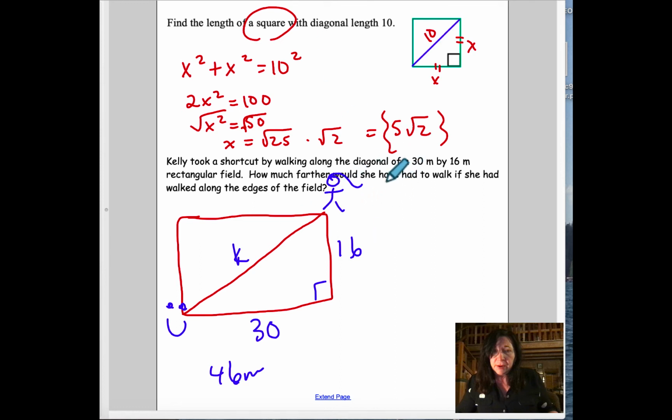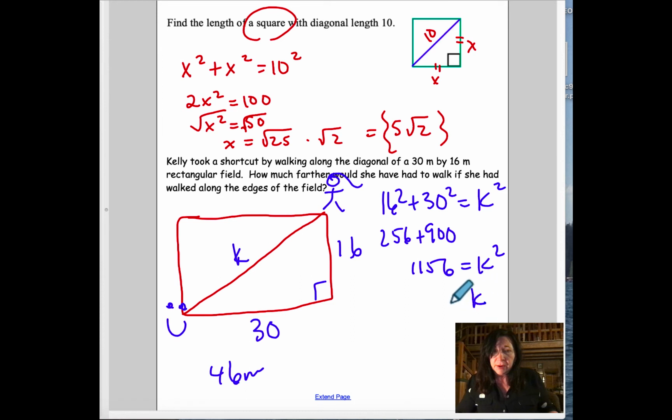So let's see, let's try to find out what that diagonal shortcut is. So we're going to go 16 squared plus 30 squared is equal to k squared. 16 squared, 256, right? 256 plus 30 squared is 900. So I'm going to use my calculator. 900 plus 256, I get 1156. 1156 equals k squared. So that means k, Kelly, we're going to take the square root of both sides, right? And the square root of 1156 is 34. Cool. Exactly 34. So that means this is 34.